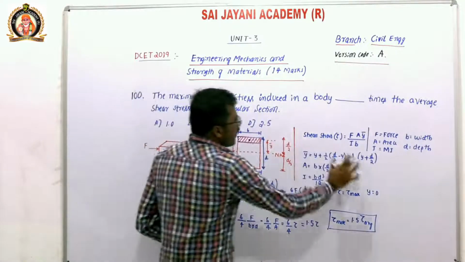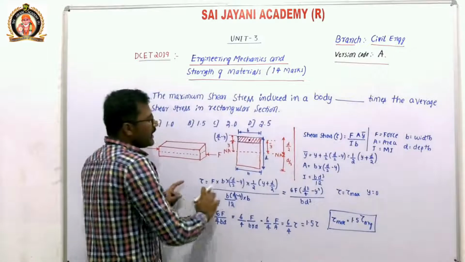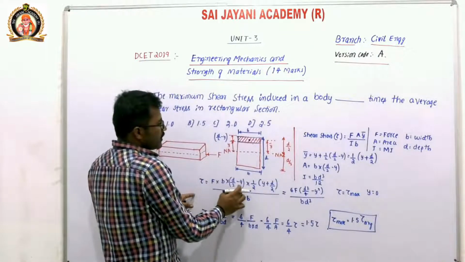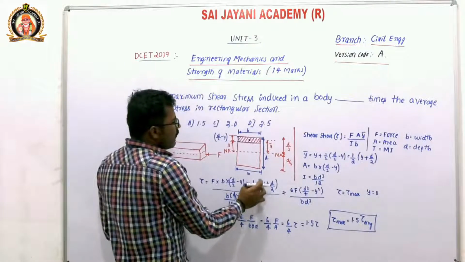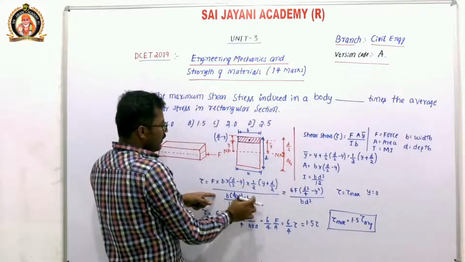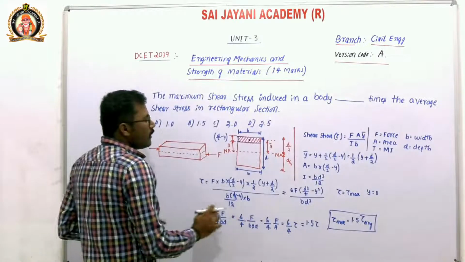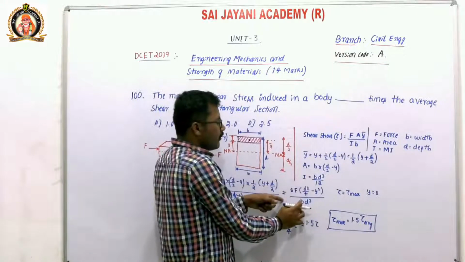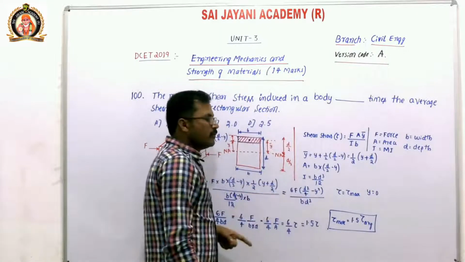By putting these values in this equation, we will get this. So F into (B d by 2 minus y) into half of (y plus d by 2), B into (d by 2 minus y) into B divided by 12. On solving, we will get 6 times F (d square by 4 minus y square) by B d cubed.